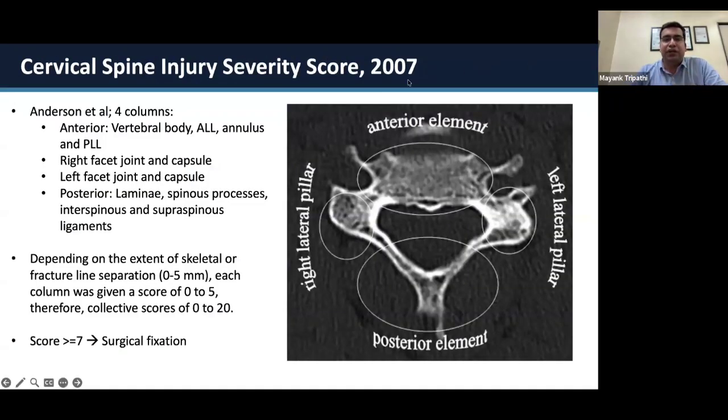Then in the year 2007 came the cervical spine injury severity score. It was given by Anderson et al. It divided the subaxial cervical spine into four elements: the anterior element, consisting of the vertebral body, ALL, annulus, and the PLL; the right and left facet joints with their capsules; and the posterior element, which were the lamina, the spinous process, the interspinous ligament, and the supraspinous ligament.